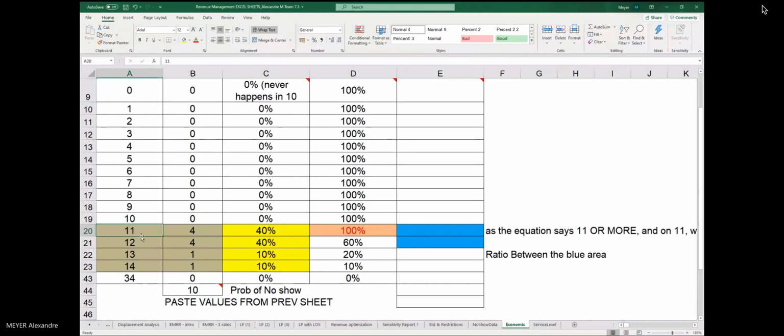When you do the same principle for 12, you see that there's also a 40% chance for 12 no-shows, and there's a 10% chance for 13 and 14. So here, you're looking at the probability that you will have a given amount of no-shows. And we see that obviously here are the 2 highest probabilities.